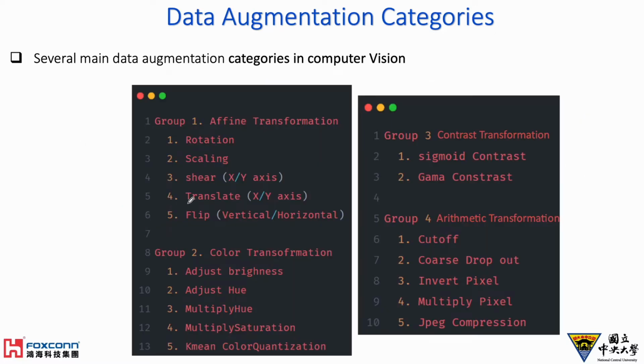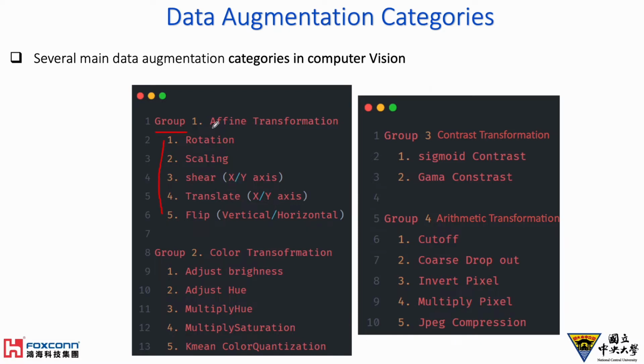So in these two examples from the previous slides, we can see data augmentation with different techniques. In computer vision, data augmentation can be categorized into several main groups. I put four here, but there might be more than four. How can we group these techniques into different groups? Basically, it is based on their transformation property.